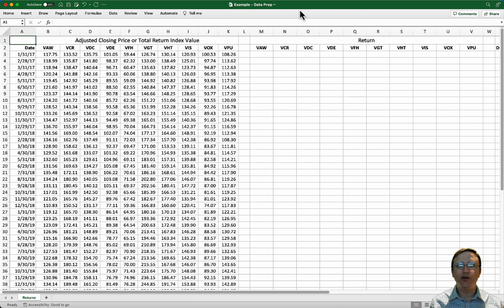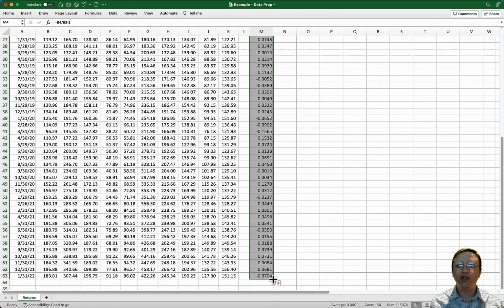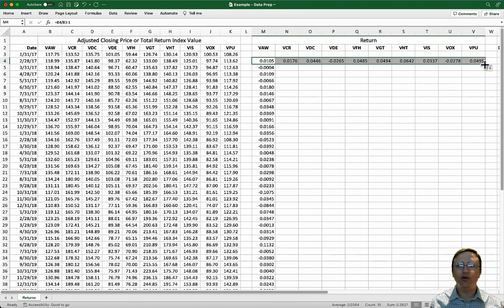Calculate holding period returns, remembering to check whether old or new data is on top. In this case, we are going from old to new, so the first return calculation will start on the second row of data.